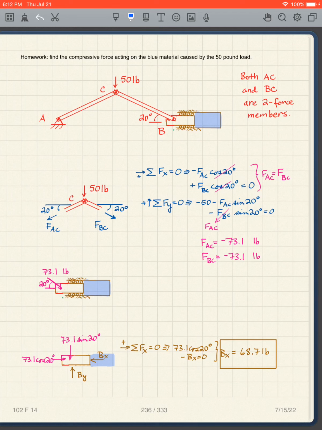And when I look at this piston, again, what do I see? I've got my 73.1 sine 20 degrees going down, 73.1 cosine 20 degrees going to the right. And that means this piston has to be in equilibrium. So I have Bx and By, and I know that Bx has got to be the same as the 73.1 cosine 20 degrees. So that works out to be the 68.7 pounds. So I put 50 pounds here, I get 68.7 pounds there, so I get a little bit of an increase.